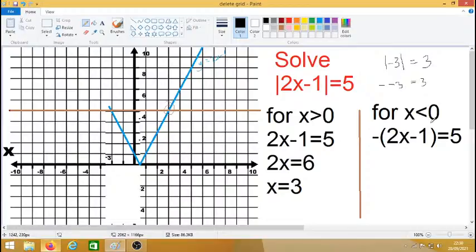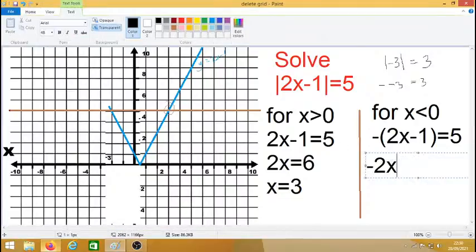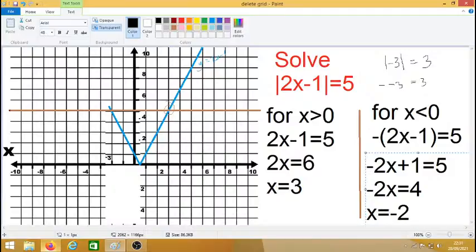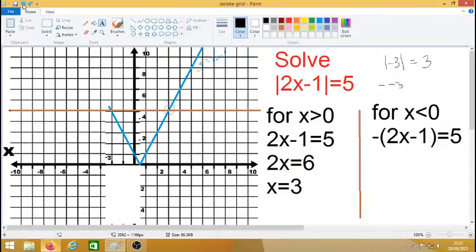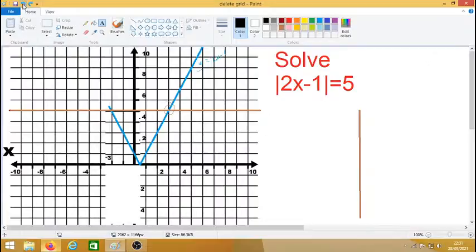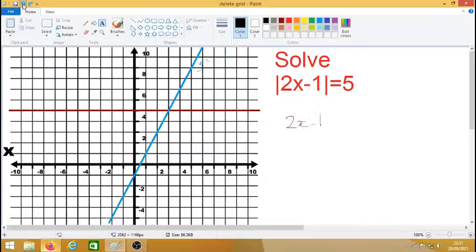Okay, expand those brackets, and it's minus 2x plus 1 equals 5. Rearrange, and we've got minus 4. So let me just make it easy for you. Minus 2x equals 4, and then x equals minus 2. Okay, a couple of quite difficult things there that you might find difficult the first time. Hopefully they'll become easy to you, but let's just see how you did.